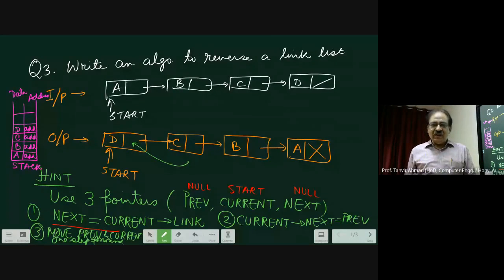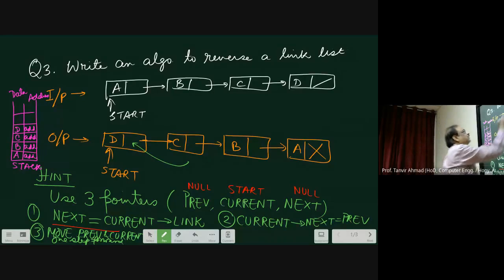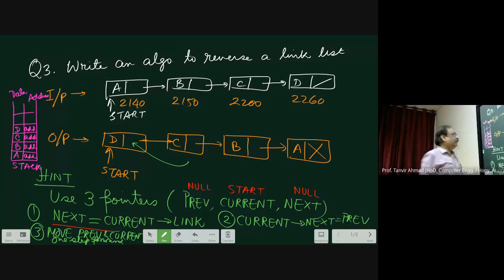Are you getting what I said? You take a stack, put the data as well as the node address on it. For example, this might be 2140, this might be 2150, this might be 2200, this might be 2260. And I will put this address as 2140, 2150, 2200 and 2240.